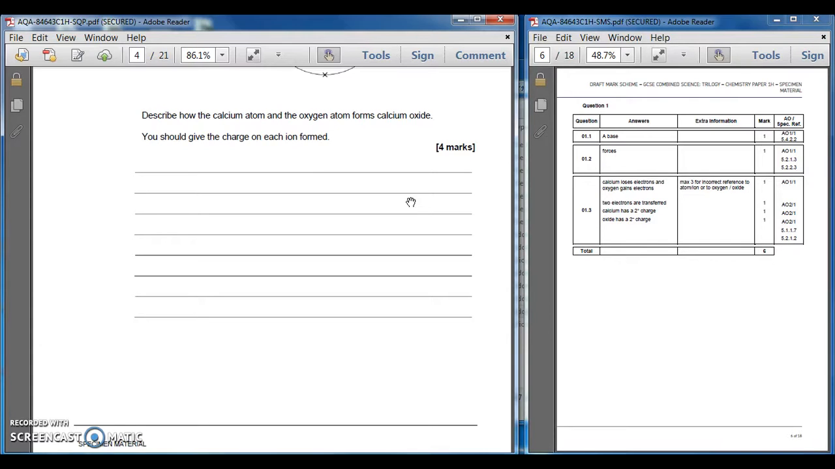So you get a mark for saying that calcium's losing and oxygen is gaining electrons. You need to get another mark for saying how many. It's 2 electrons, because one's got 2 electrons in the outer shell it'd like to lose, and the other one's got 6, so it'd like 2 to complete its outer shell. And then because of that, calcium gets a 2+ charge because it's lost 2 electrons, and the oxide is a 2- charge. It's alright to put the element symbol with a charge next to it, or write the word. You'd still get the marks either way there.